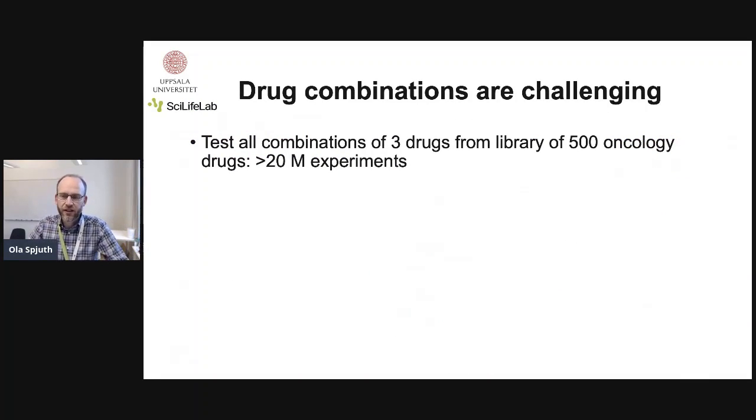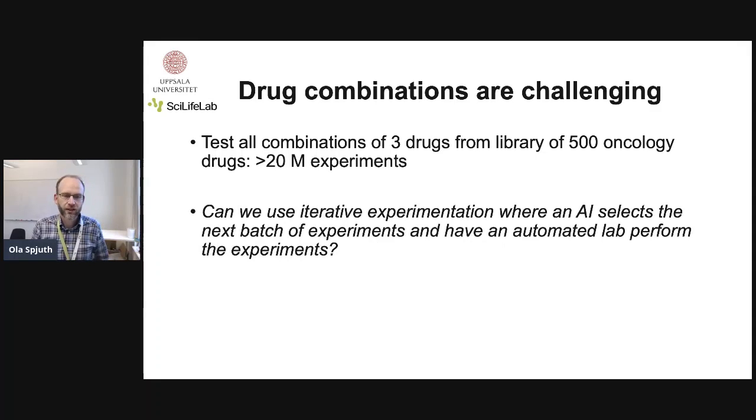Drug combinations are challenging, and as the previous speaker alluded to, testing all combinations of 3 drugs from a library of 500 is over 20 million experiments. So obviously we need some other type of attack point for this. Can we use iterative experimentation where artificial intelligence selects the next batch of experiments? That would be better. And if we can use an automated lab to perform these, then we would increase the power even more.